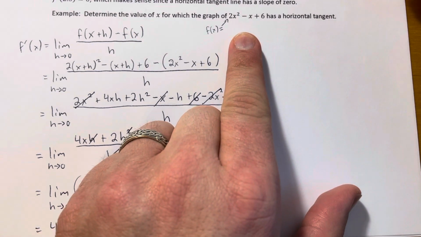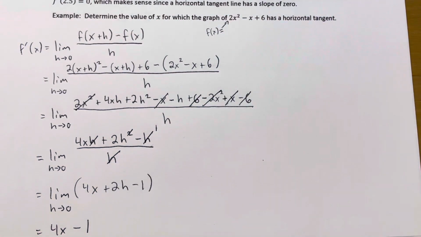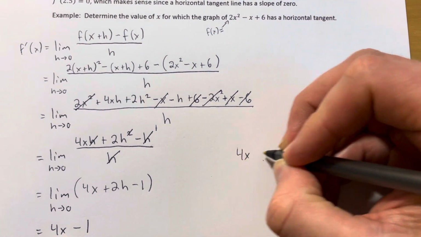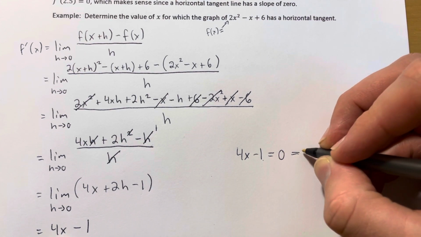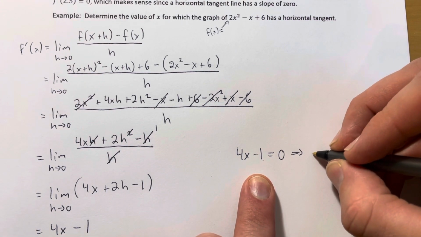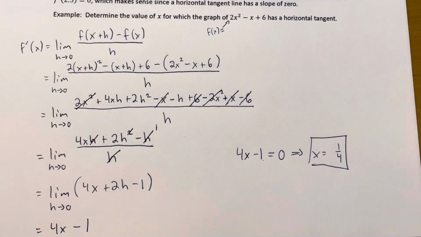All right, now at this point, we haven't answered the question. It says we want to find the value of x for which this function has a horizontal tangent. Okay, so remember, a tangent line is horizontal if the slope of that line is equal to 0. So I can take my derivative, 4x minus 1, and just set it equal to 0, and then solve for x. That's a quick one to solve. It's a linear equation. X would equal 1/4. You can see what the steps are there, I hope. Okay, so that one was pretty straightforward once we had that derivative.